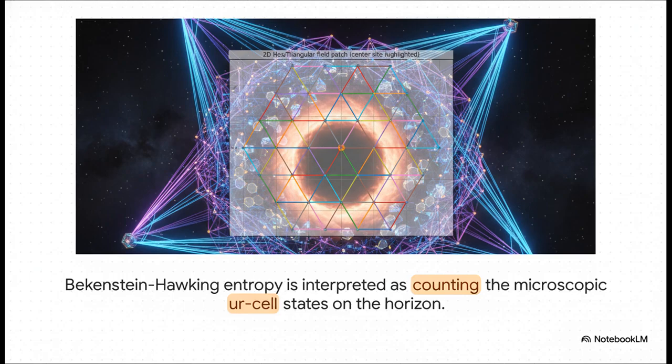So, what about that tricky thing called entropy? Well, instead of being some mysterious thermodynamic property, this model says it's just counting. That's it. The entropy of a black hole is literally just the number of fundamental Ur cells you would need to tile its entire surface area. It's a simple, geometric counting of the microscopic bits that make up the horizon.